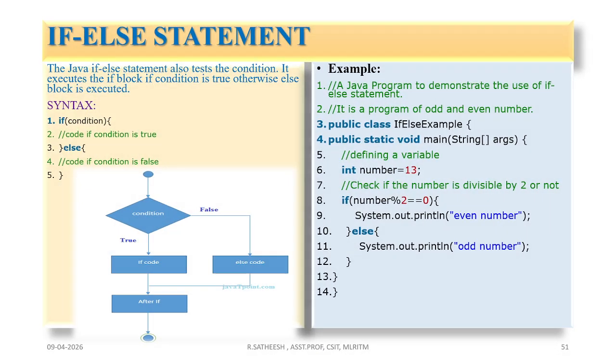Next, the if else statement. If the condition is true, fine, the if block or true block will be executed. If it is not, we definitely have to show an alternative. If true, it displays like this; if false, it displays like this. So we need to give some alternative statement by using the if else statement. The if code will be executed when the condition is true, otherwise the else block will be executed.